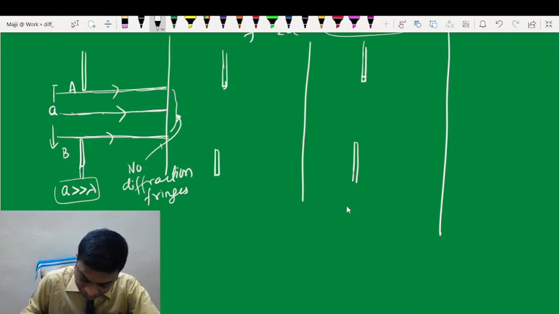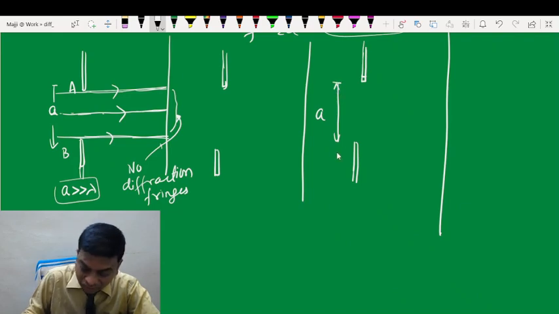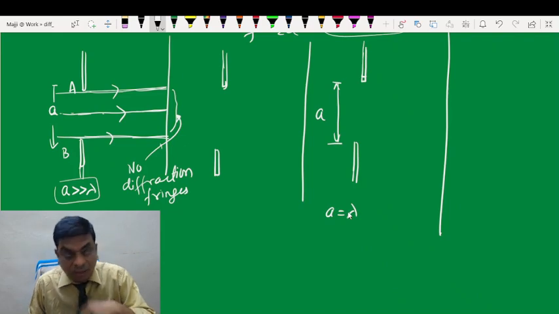Then let us go to this third case, when the slit width is exactly 1 lambda. I'm discussing the third case, and then I'll come back to the second case. Here the slit width is exactly 1 lambda.